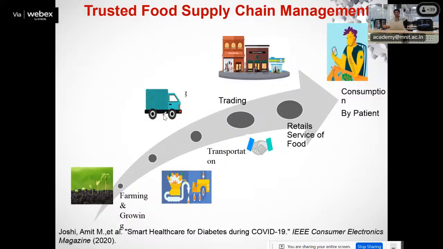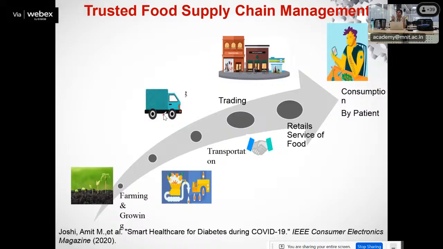Through it, whenever I am consuming a particular food item, at the consumer end I can simply scan that food item and get the total supply chain record of it. Like when it was grown, when it was transported, when it was traded, when it became available at the retail shop, and when I am consuming it at the present time, and whether it will help me boost my immunity.